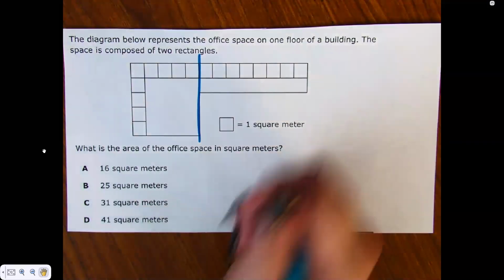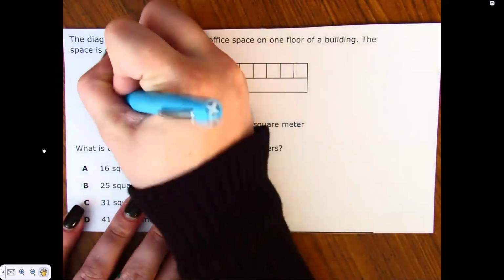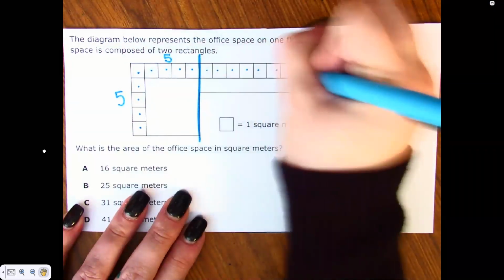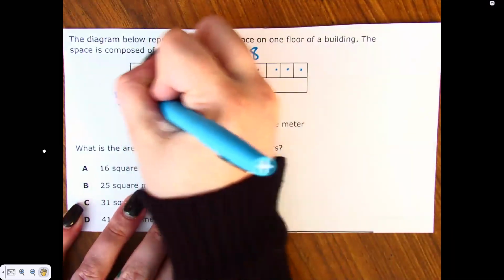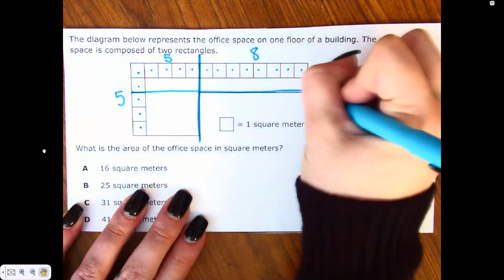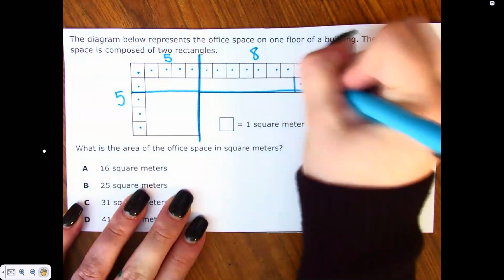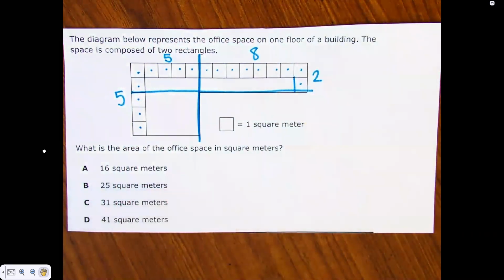Okay. Count my squares. I have 1, 2, 3, 4, 5. And I have 1, 2, 3, 4, 5. Then I have 1, 2, 3, 4, 5, 6, 7, 8. And then look, I have another one where I don't have this side, so I'm going to draw this over. And I see, oh, this only has 2. So then this is 2. Okay? So now what am I going to do?